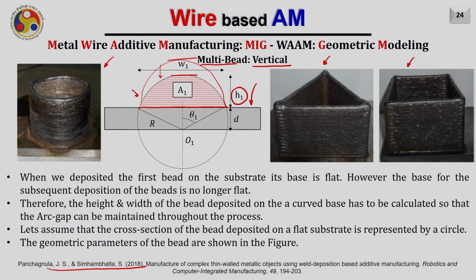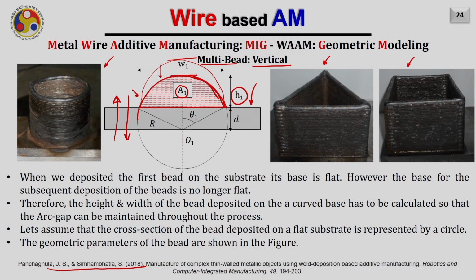So let us assume that the cross section of the bead deposited on the flat surface is given by A1 and it is represented by a circle. Earlier we assumed that it is a parabola, but now just for simplification of the calculation, we are assuming it as a circle. So now we can assume that based on the height required, the circle will be either inside the base or outside the base. That is how we can represent the deposited bead.